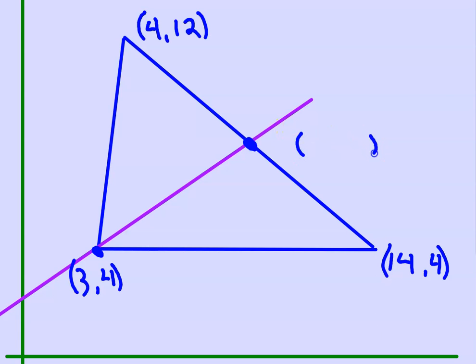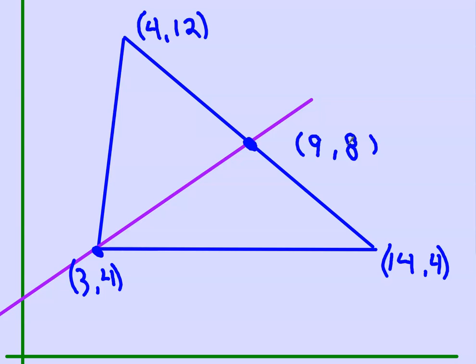So one of the things you'll also learn is this. To get this number right here, the x-coordinate of the midpoint, all you have to do is average this 4 and the 14. So if you average those two, you get 9. And to get the y-coordinate of the midpoint, all you have to do is average 12 and 4, the two y-coordinates. So that gets you 8.